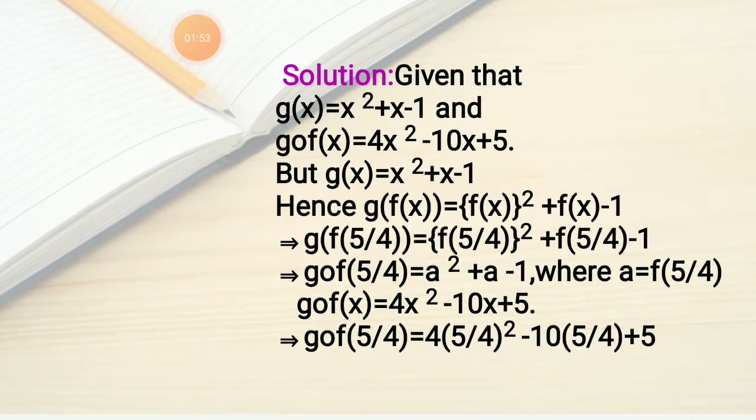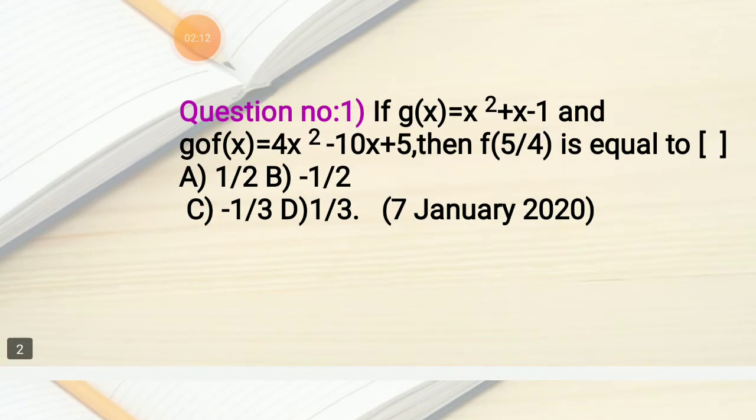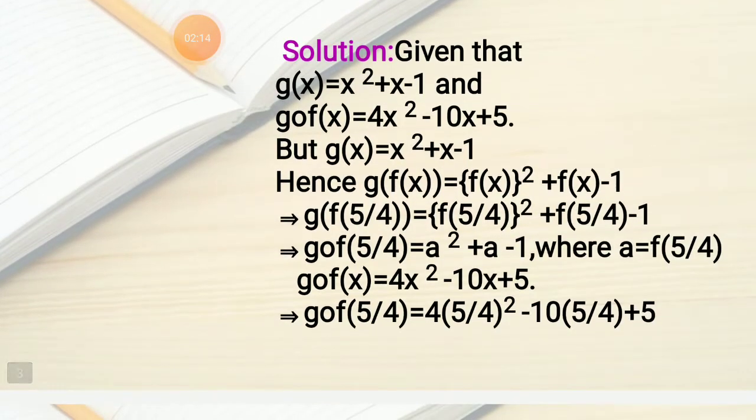Given that g of x is x square plus x minus 1 and g circle f x is 4x square minus 10x plus 5, but g of x is x square plus x minus 1, just replace x by f of x. G of f of x is f of x whole square plus f of x minus 1. But we want f of 5 by 4, so you replace x by 5 by 4. G of f of 5 by 4 is f of 5 by 4 whole square plus f of 5 by 4 minus 1. So we assume here f of 5 by 4 as some a. So g of f of 5 by 4 is a square plus a minus 1.